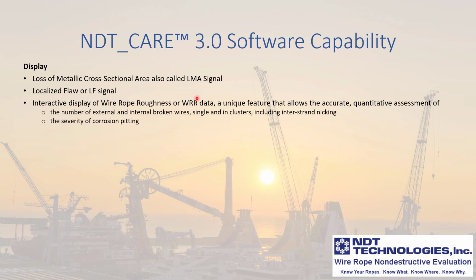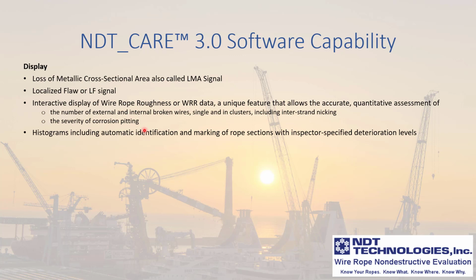This is a unique feature that allows the accurate quantitative assessment of the number of external and internal broken wires, single and in clusters, including inter-strand nicking, as well as the severity of corrosion pitting. Histograms, including automatic identification and marking of rope sections with inspector-specified deterioration levels, can also be displayed.